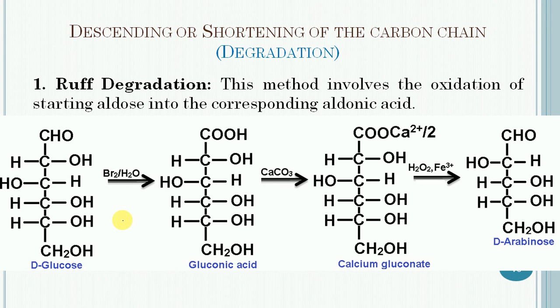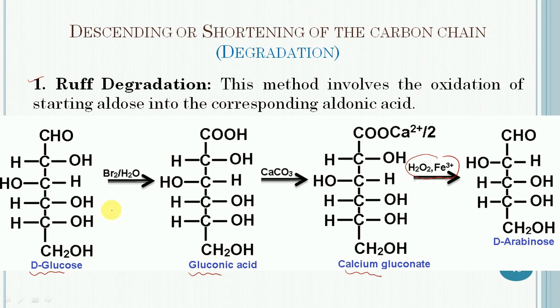The first method is called Ruff degradation. So let us consider this method. In this method, the oxidation of the starting aldose is carried out with bromine water to the corresponding aldonic acid. Then this aldonic acid is converted into calcium salt, which involves treatment of this acid with calcium carbonate, and finally the calcium salt is treated with Fenton reagent, so that the higher aldose is converted into lower aldose.